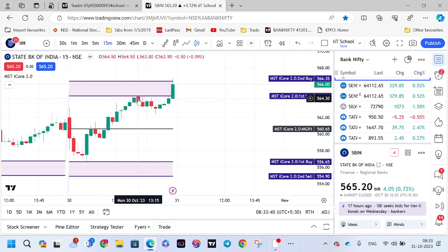Even if you take a sell entry at 564 and the low made is 560, that is 4 points. If you are taking 1000 shares, you will get 4000 rupees profit. And if you took it here at 556, what is the high made? 566, so you have got 10 points. With 1000 shares and 10 points, you will get 10,000 rupees profit.